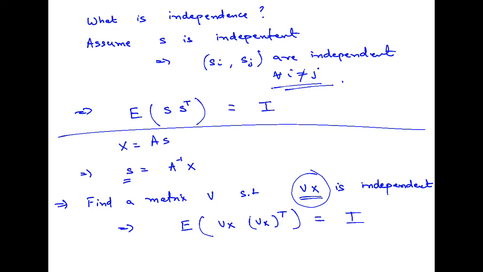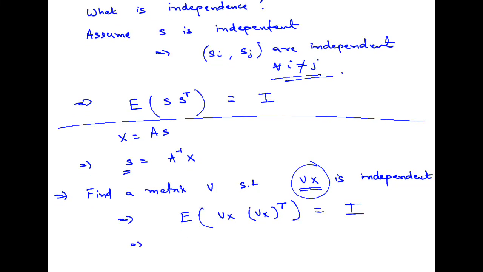That's what we want. So expectation of V X X transpose V transpose equals I. I already know the observations X, and I've already normalized them to zero mean unit variance. Now I want to find a matrix V so that this is true. Now who can give me this matrix? This implies S is white, just a technical term.